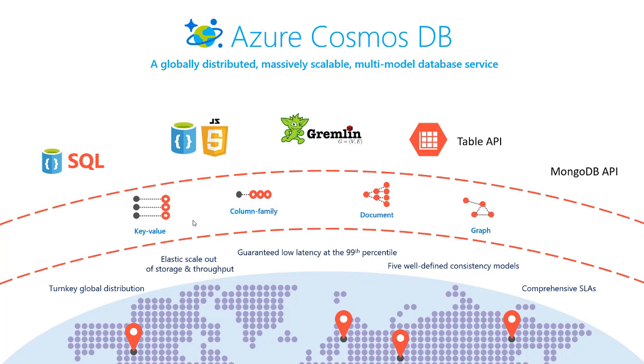It's elastic scale, so we can scale up as well as distribute globally. It's also got fantastically low latencies at the 99th percentile and some great SLAs on that performance as well.